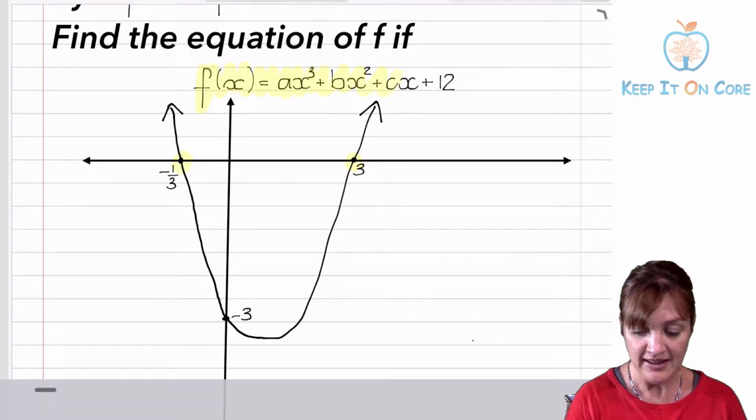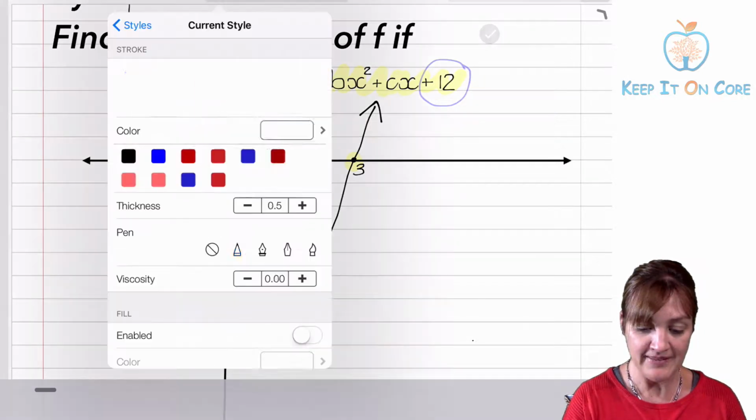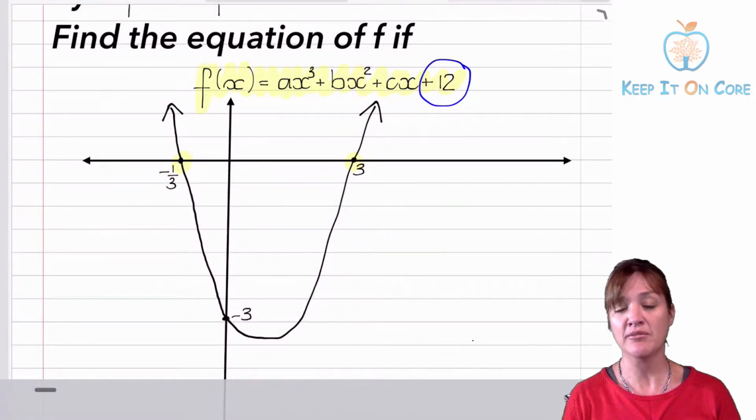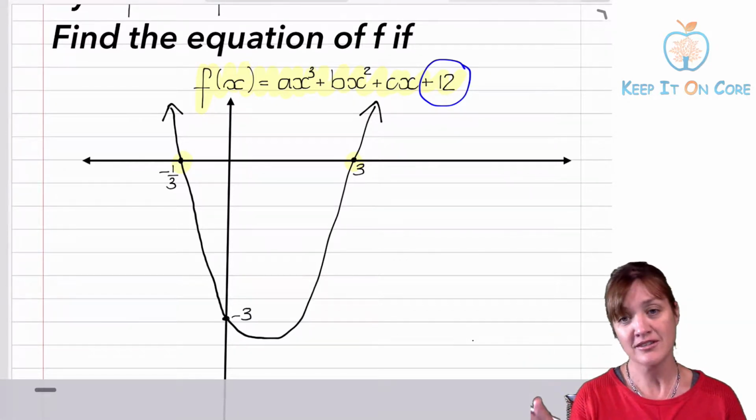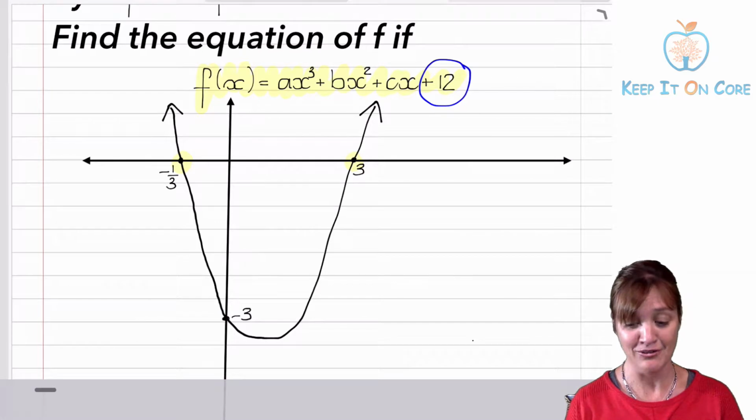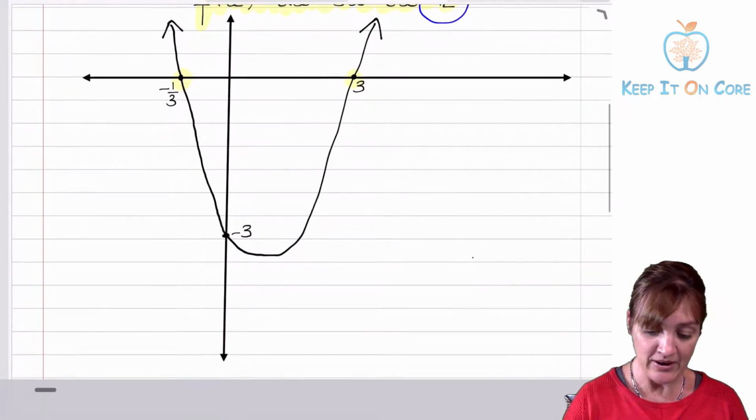They've told me that the constant term at the end there is 12, okay? So remember, that's important because when you're working backwards from the derivative to the original, you wouldn't know what that missing constant term was because it got dropped along the way. Right, so where are we going to start?